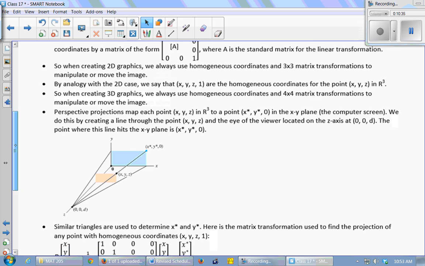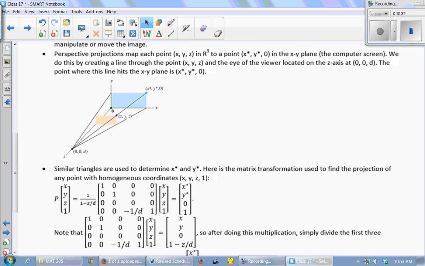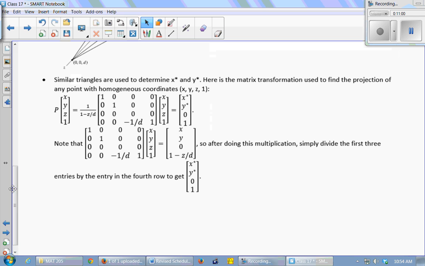So how to find the coordinates of X star, Y star, 0? If you know how to deal with lines in 3D, you just find the equation of that line, figure out where it hits the XY plane. Those are the coordinates. But we have sort of a matrix shortcut to do it, right? The book used similar triangles to determine those coordinates. And then it derives from the similar triangles this matrix transformation. I'm not going to do the derivation for you. You can just use this.